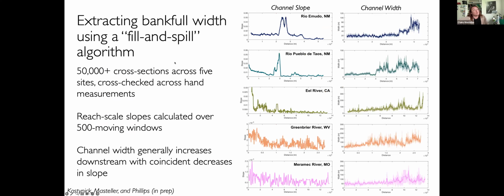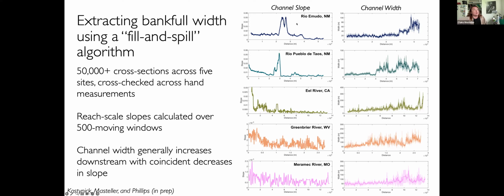And so this is what we've found. We extracted bankfull width using that fill and spill algorithm across those sites, generating over 50,000 cross sections. We cross-checked these measurements and the algorithm performance with hand measurements that Robert very painstakingly made, to demonstrate that the algorithm is capturing what we would visually define as bankfull as well. We also calculated reach scale slopes over 500-meter moving windows.